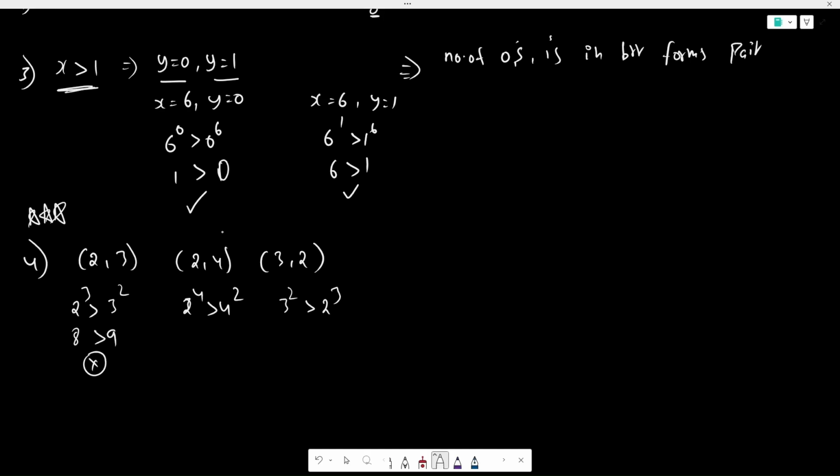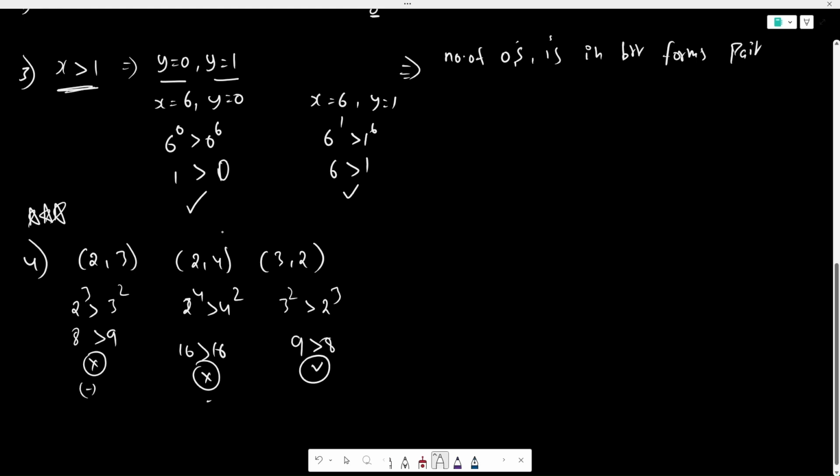No. See here, x is greater than 1 and y is greater than x, but still this condition is false. Here also the same thing: is 16 greater than 16? Here also x is greater than 1 and y is greater than x, but this condition is false. Here the third case is different. Even though x is greater than 1 and y is less than x, this condition is true. 9 is greater than 8.